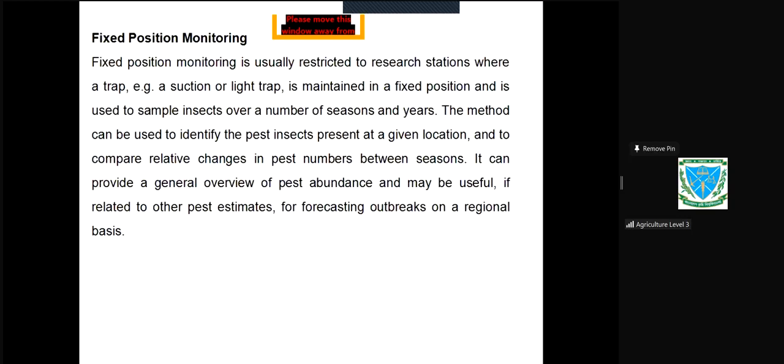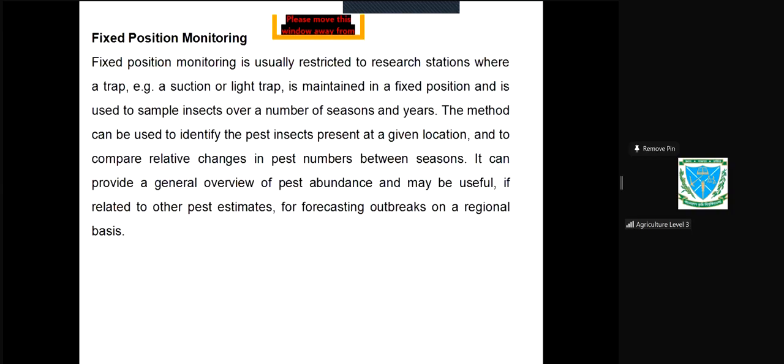But for the field-based monitoring, we cover a large area. Say for example, we can cover the whole of Bangladesh, so we can use this data for the whole of Bangladesh. Clear? In field-based monitoring, we can compare the data among different locations. But in fixed position monitoring, this is not possible. In fixed position monitoring, we can only compare the data among different times, different seasons, different years.